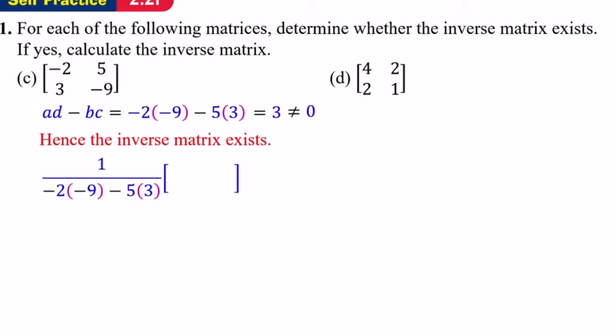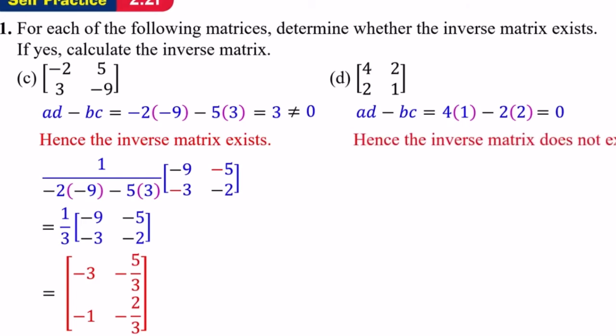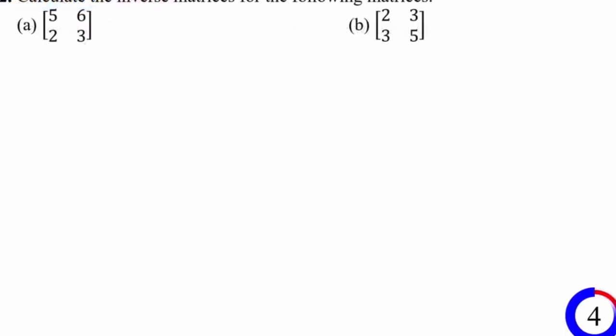So we can actually find the inverse matrix, which is 1 over negative 2, negative 9 minus 5, 3, negative 9, negative 2 change the position, and 5 and 3 change the sign. We will get the answer. And how about D? We are getting 4 times 1 minus 2 times 2, which is equal to 0. Hence the inverse matrix does not exist. So we don't have to find the inverse matrix since it does not exist.